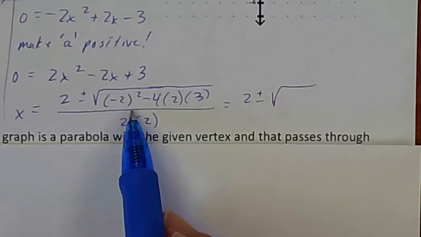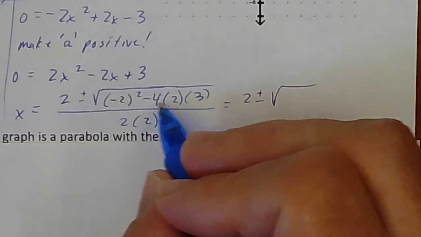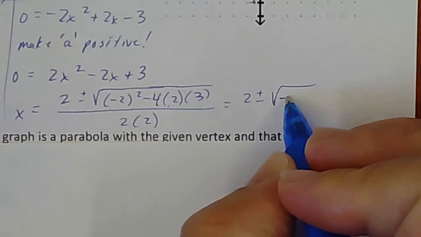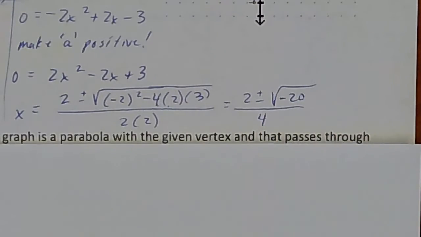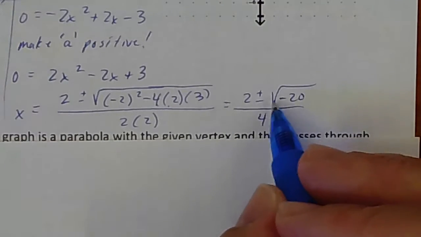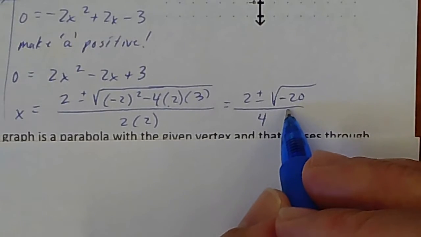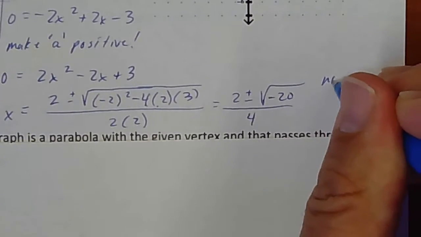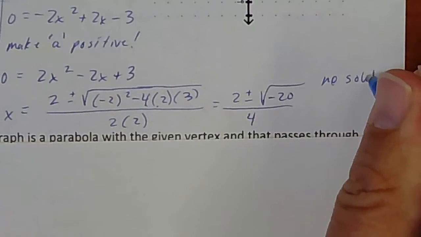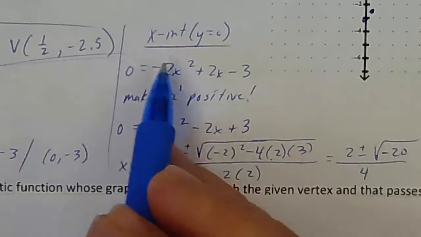Okay, so here we have 4 minus 24, right? Yep. So that gives me negative 20 over 4. Okay, so as soon as you get to a scenario where you have a negative under the radical, we're not going to get a real solution. So you can stop here. We'll say there's no x-intercepts. So when you get to the point where there's no solution, then you'll say, therefore, there's no x-intercepts.